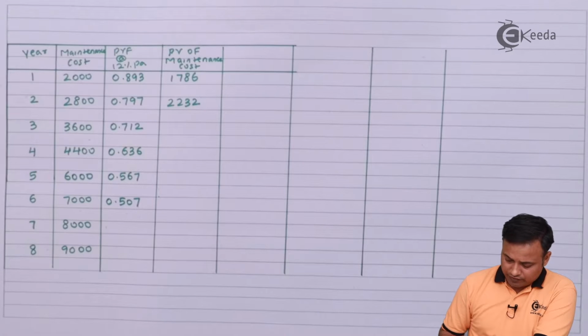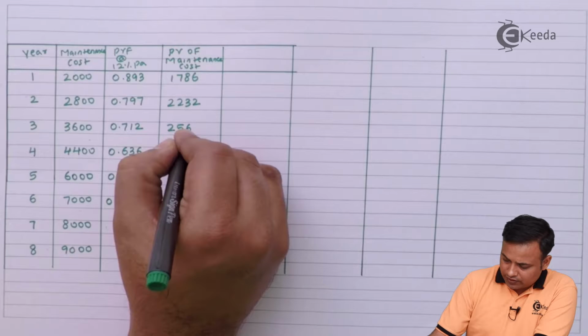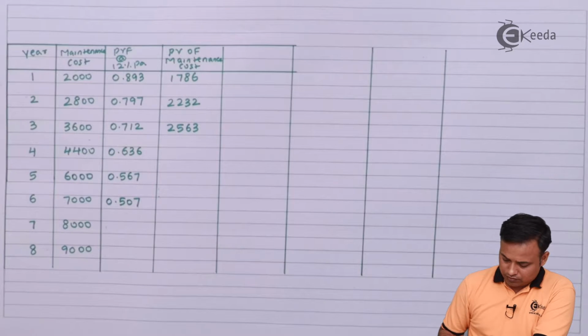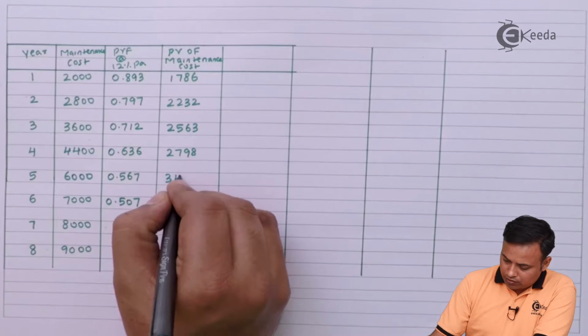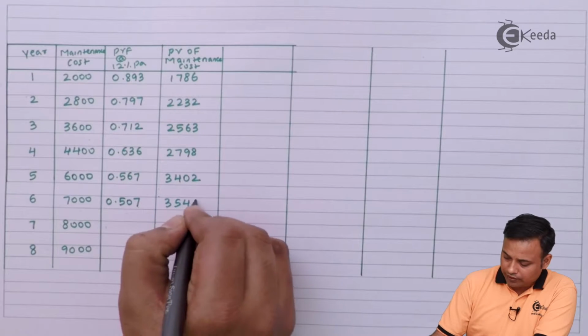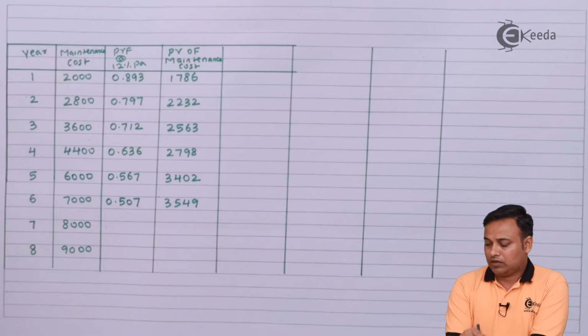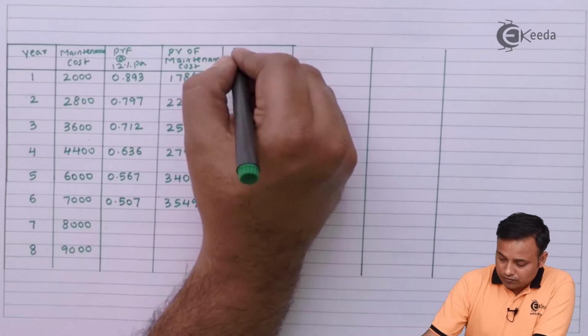3600 into 0.712, 2563, 2798, 3402 and 3549. Now I'll find out the cumulative present value of maintenance cost.